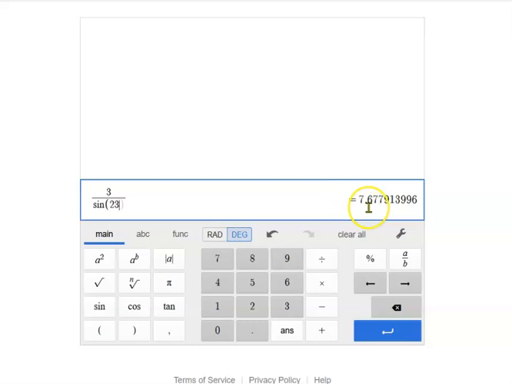I get 7.6 as my answer, and then I'm going to look next door to the 6. It's a 7, which is big enough. 5, 6, 7, 8, or 9, we have to round up. So 7.6 gets rounded up to 7.7.